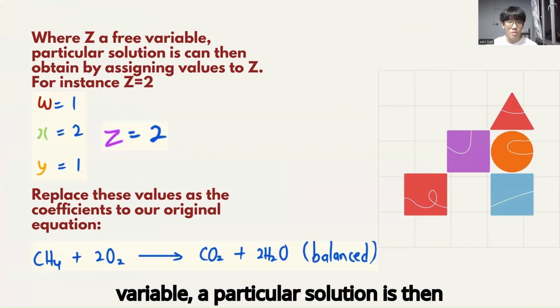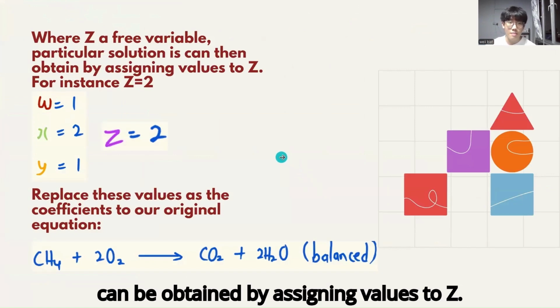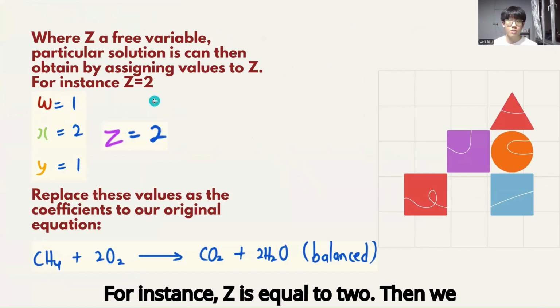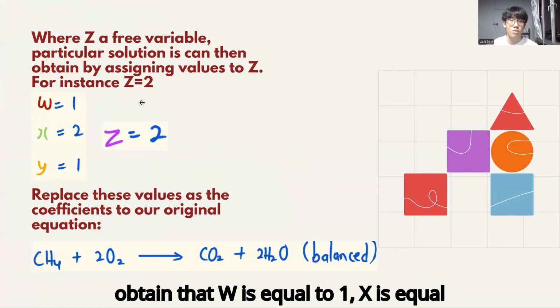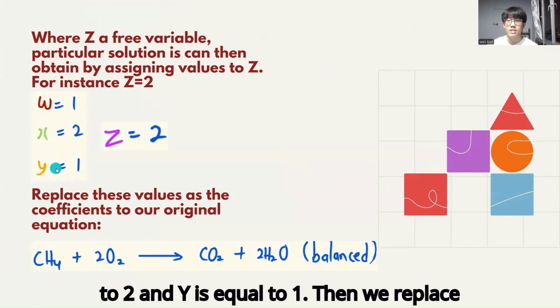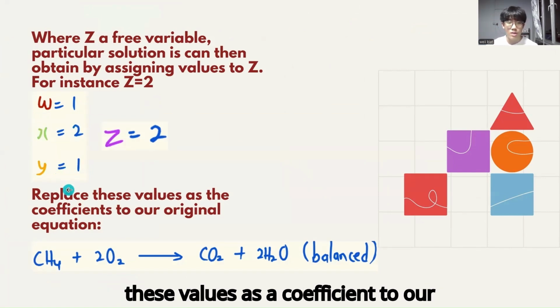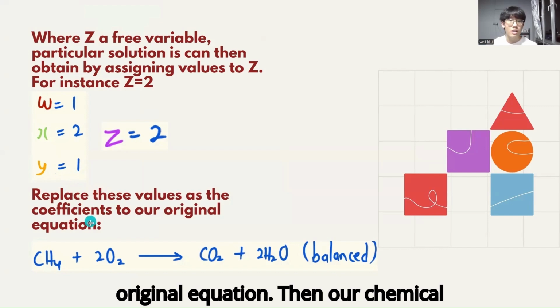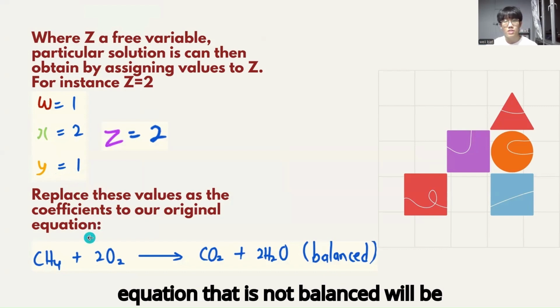Where Z is a free variable, a particular solution can then be obtained by assigning values to Z. For instance, if Z equals 2, then we obtain that W equals 1, X equals 2, and Y equals 1. Then we replace these values as the coefficients in our original equation. Then our chemical equation that was not balanced will be balanced.